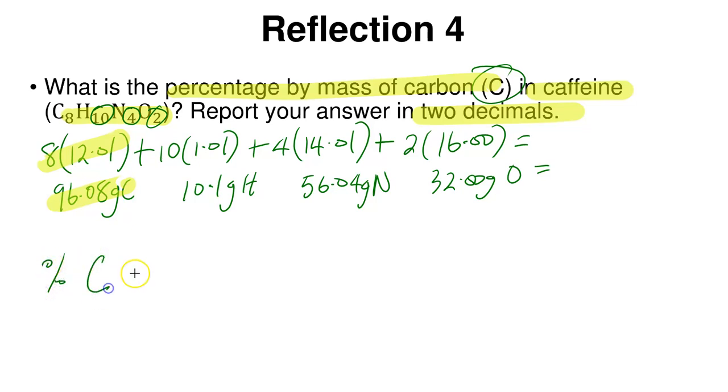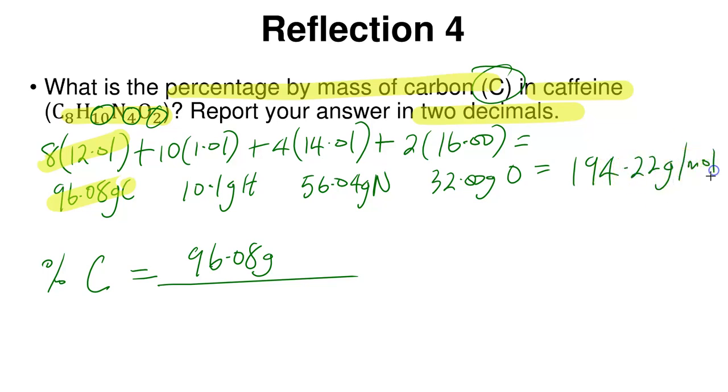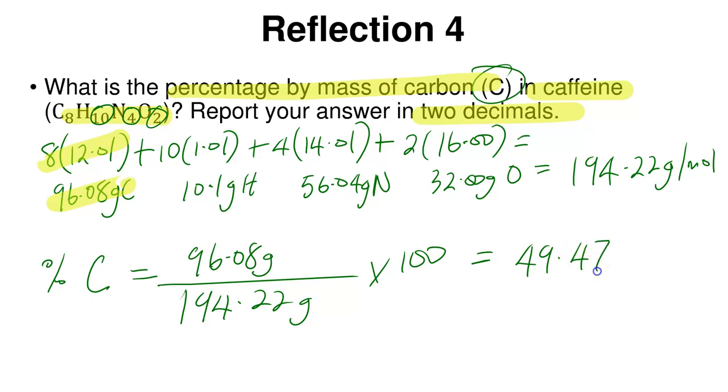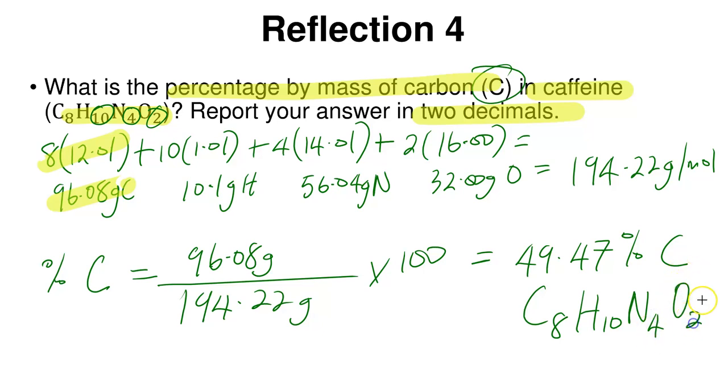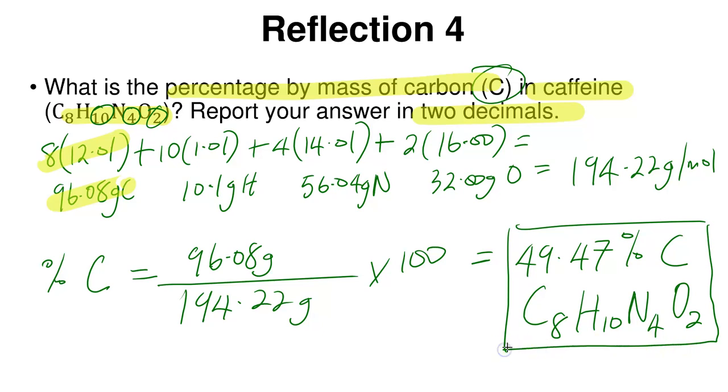So let's do it. Percentage carbon in this guy will be 96.08 grams of carbon divided by the total mass. Oh, I didn't do the total mass. Now, if you add all this stuff together, you're going to get 194.22 grams for 1 mole of caffeine. So if you put that total under here, 194.22 grams, then you multiply it by 100. And when you do your math correctly in your calculator, you're going to get actually 49.47% of carbon contained in caffeine, C8H10N4O2. And this becomes our correct answer.